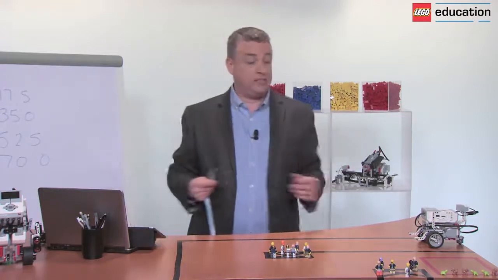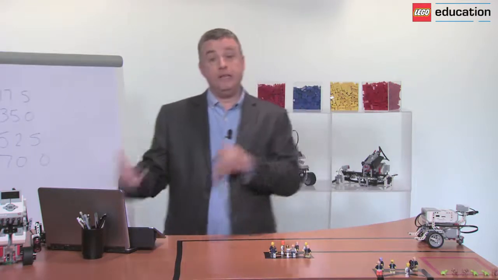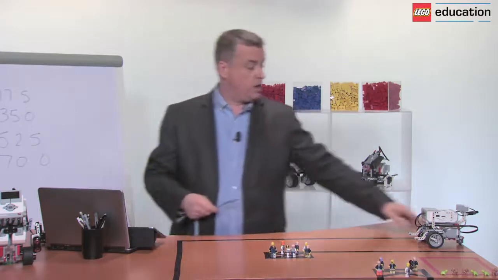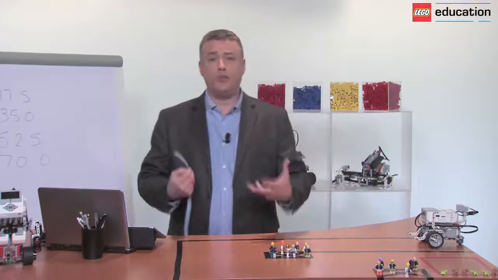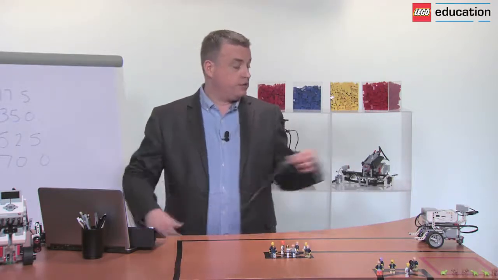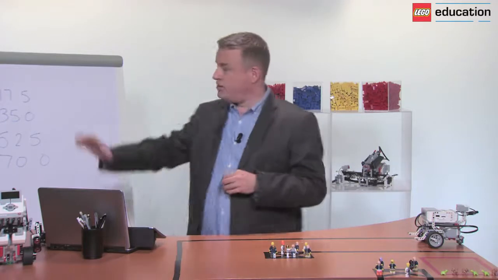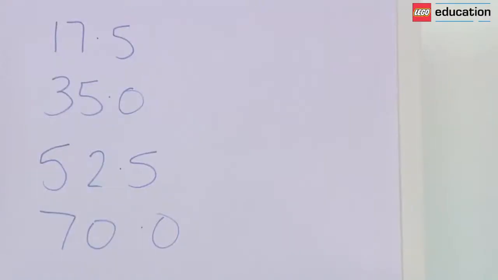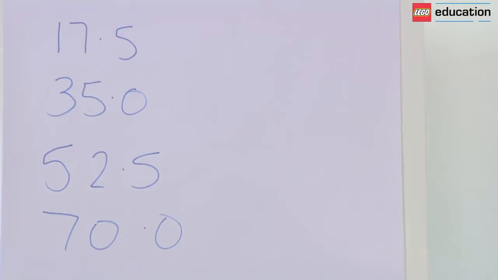Now I set this up myself by going through the PDF, looking at the measurements. I measured and marked out the course. Another great maths exercise on measurement here. So I've written up on the board what 1 rotation is, 17.5 centimetres, what 2, 3 and 4 rotations are.